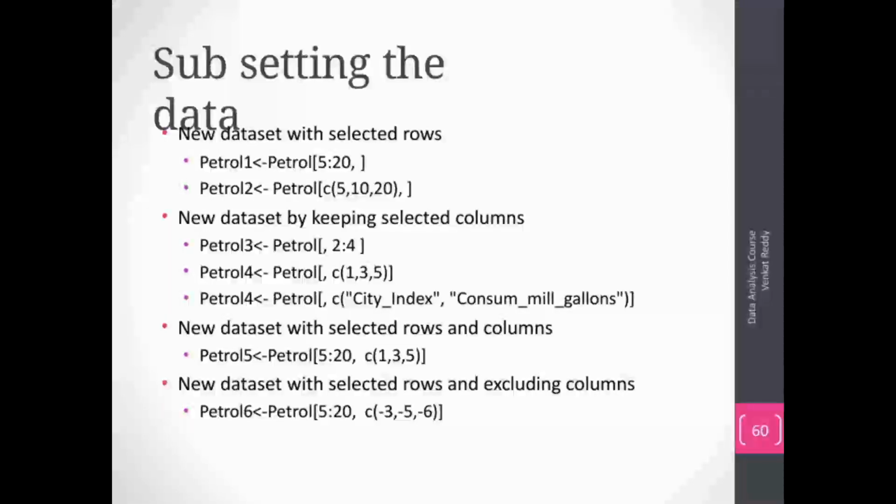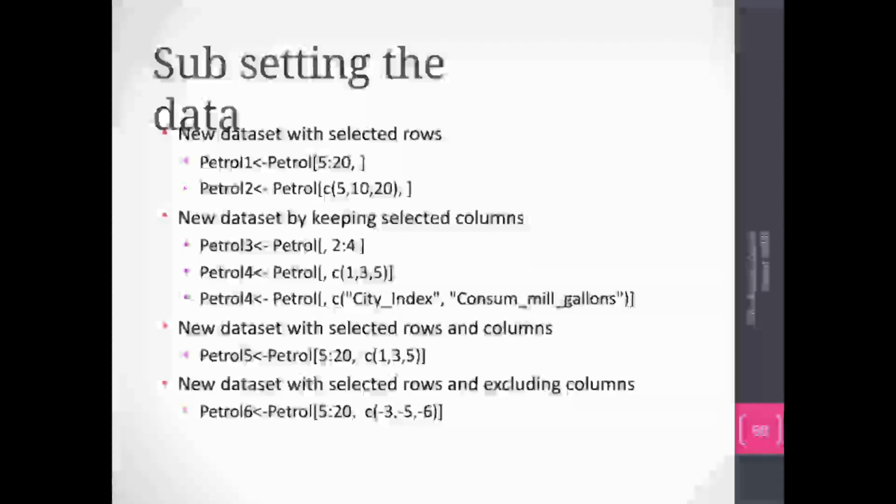We can also combine row and column selection, as seen with Petrol 5, where we keep rows 5 to 20 and only columns 1, 3, and 5. This is especially useful when you want a focused subset of data for detailed analysis.